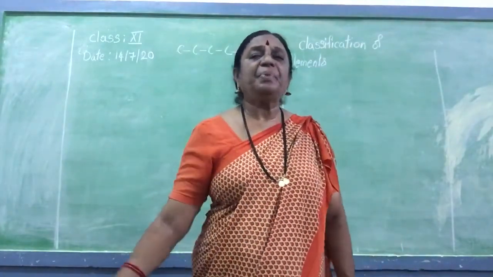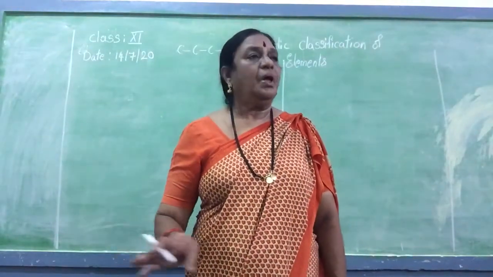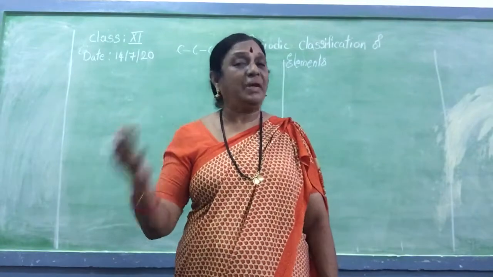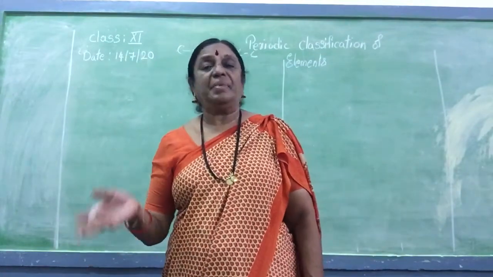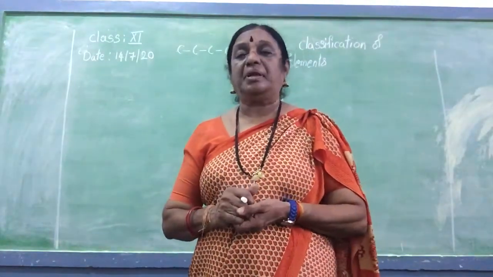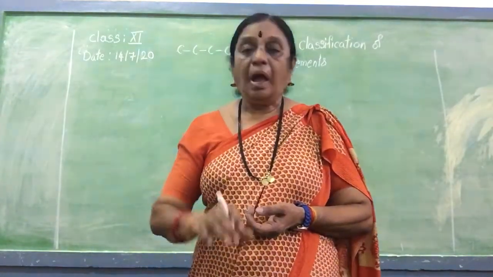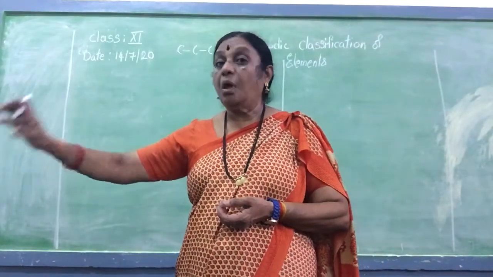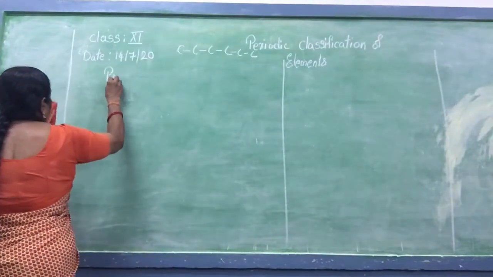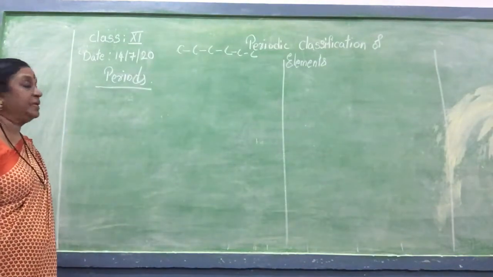Now what do you mean by periodic classification, or simply classification, of elements? The elements, what we know, 119, 120, 121 elements are there, no? These elements, they are to study, to remember the properties. Okay children, they are classified into various groups and various horizontal rows. Here in chemistry, the horizontal rows are called periods. Okay children, horizontal rows are called periods.